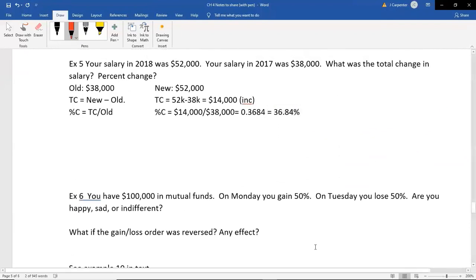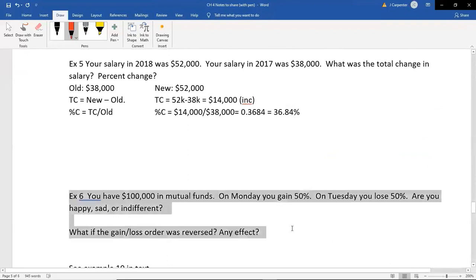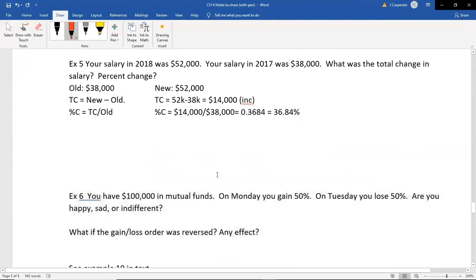All right, this example, and this might not actually be in the notes online. I can't remember if I updated it or not. Sorry for that. So if you haven't seen this, this might be a new problem. You have $100,000 in mutual funds.